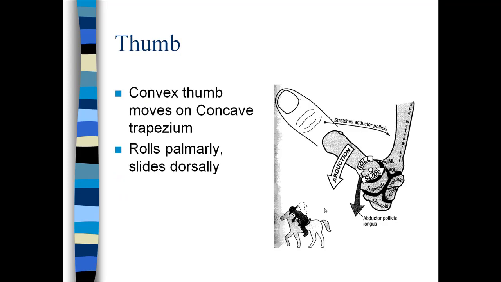Here we can see the arthrokinematics of the thumb. It's a synovial saddle joint, and so in the movements of ab and adduction we have roll, anterior roll, accompanied by posterior slide. With flexion and extension we have the movements of flexion being accompanied with ulnar slide.